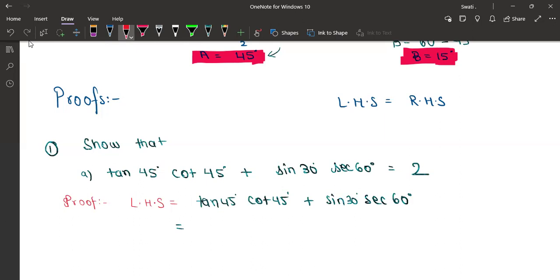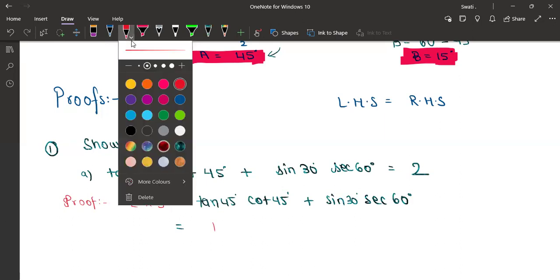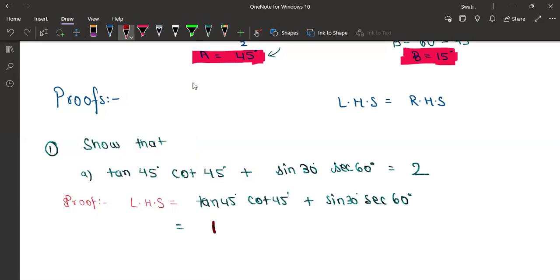1. Then what next? Cot 45 is 1. Cot is also 1. So what is 1 into 1? Into 1 plus... Perfect. Plus sin 30. What is sine 30? Perfect. Into what is sec 60? 2. Perfect. Sec 60 is 2.